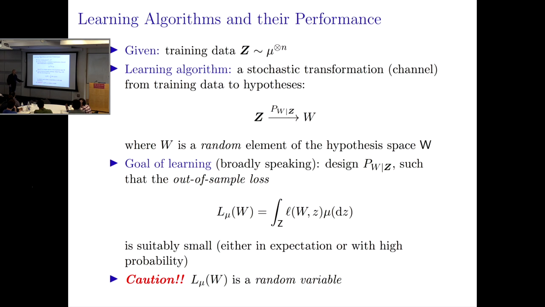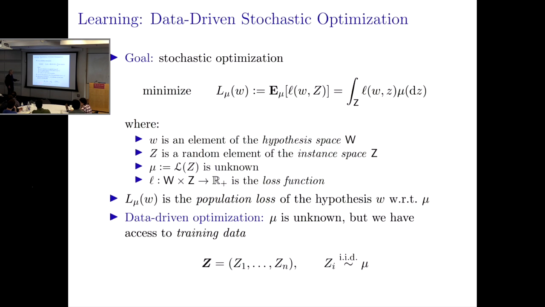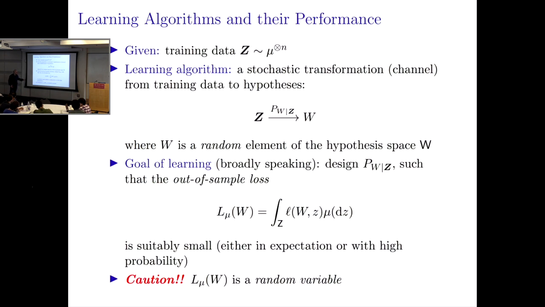Notice that W is uppercase. So the way to think about this is if you go back to the previous slide, you see this L mu of W. Here W is a deterministic input. You can think about this as a functional of W. So now, just think about that as a random variable, because it is a random variable.